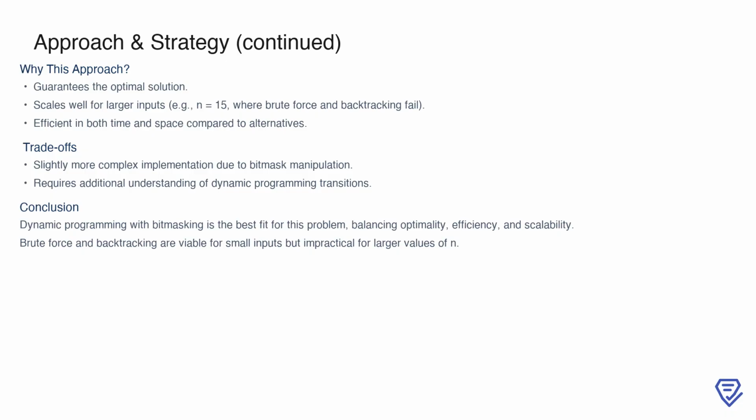However, it does require a deeper understanding of bitmasking and dynamic programming transitions, which makes it slightly more challenging to implement. Overall, this approach is superior for real-world applications where efficiency is critical. While brute force and backtracking are viable for small inputs, they are not practical for larger values of n. By choosing the dp plus bitmasking method, we achieve a solution that is both robust and computationally efficient, making it the ideal choice for this problem.